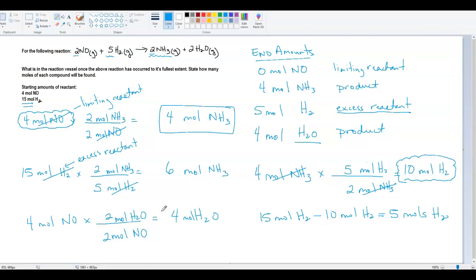So I hope that helps in explaining how to do just another example of a limiting reactant and an excess reactant problem.